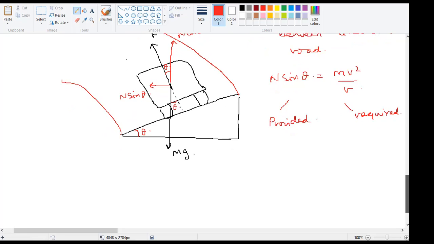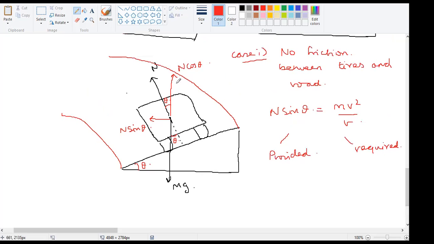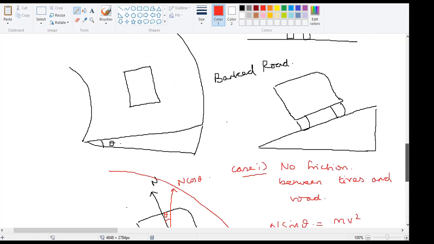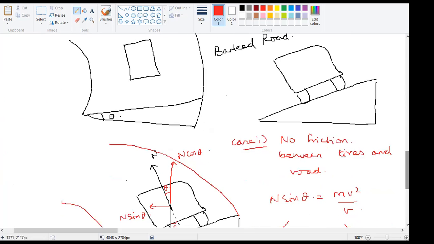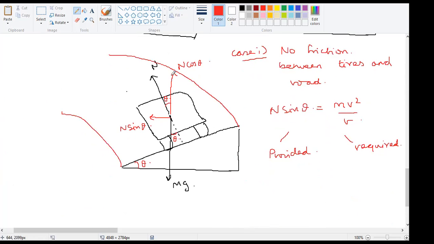So listen carefully. Now, if you see this and this, in the previous case, in the flat road, what did we say? N is equal to mg. But that is true only in the flat road. That is not true always. So if you see this diagram, this and this are equal because the car is not flying out of the road. Car is not breaking into the road, which means this force and this force has to be equal.